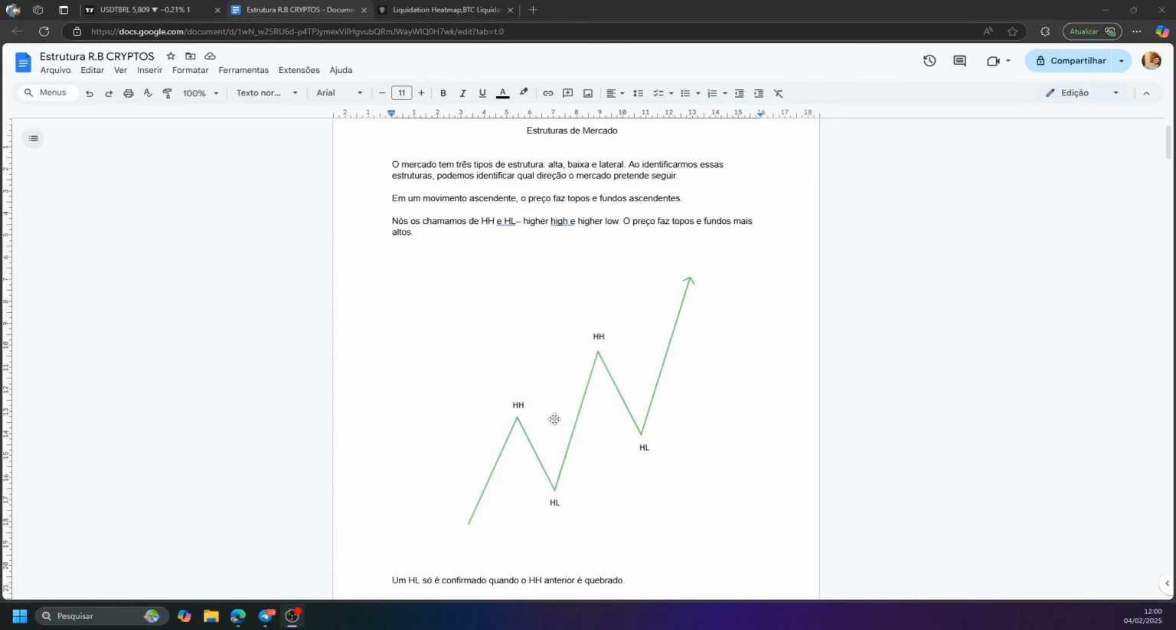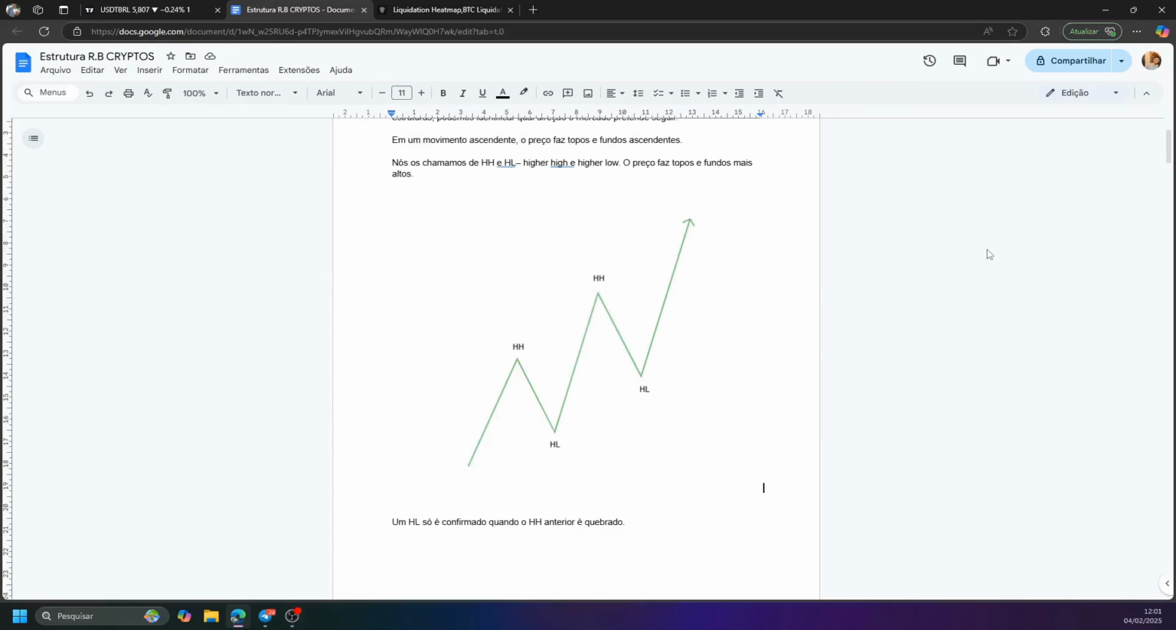This PDF, I've already shared it with you in the chat, but I'm going to go over it with you here and we'll also see it in practice. But let's go. Within the market, we have three types of structures: bullish structure, bearish structure, and sideways structure. As soon as we can identify these structures, we can predict where the market intends to go. What would be the next movement?